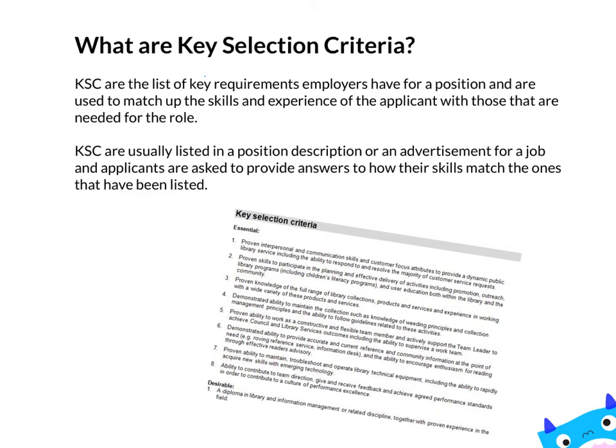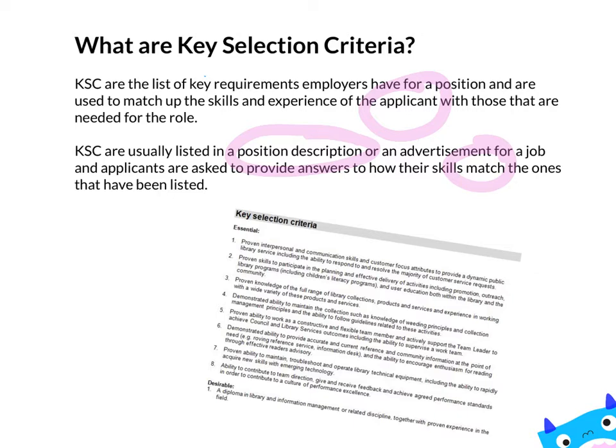So first things first, what are key selection criteria? Well, they're the list of key requirements that employers have for a position, and they use them to match up the skills and experience of the applicant, that's you, with those that they think they need for the role. Key selection criteria are usually listed in a position description or an advertisement for a job, and applicants are asked to provide answers to how their skills match up with that list of criteria.